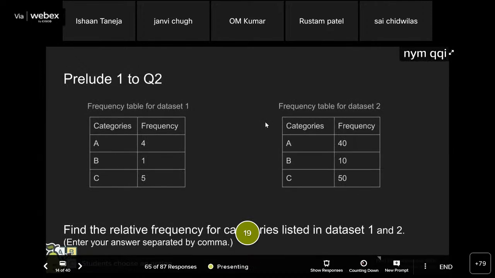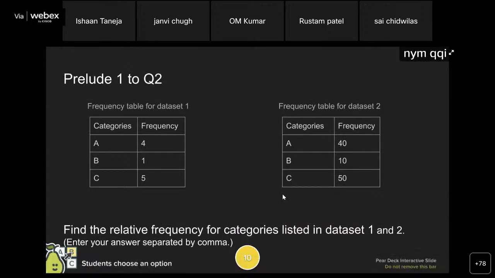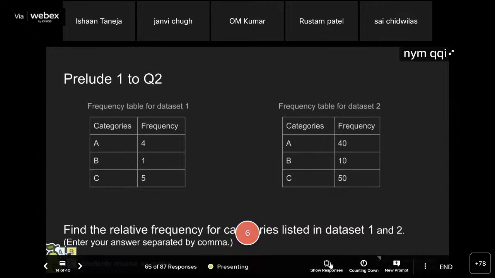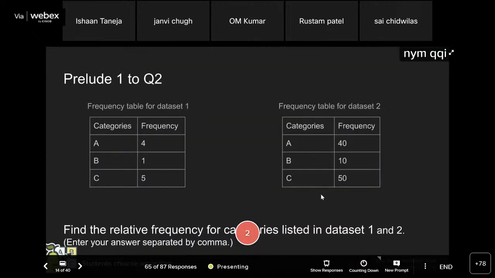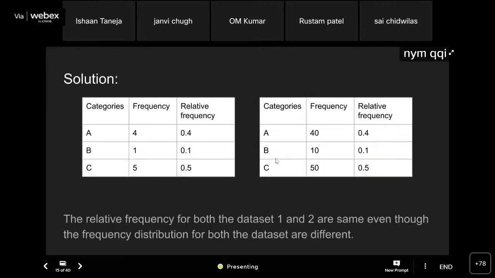Okay, so two of you have selected that they are not able to compute. So may I know if they are here, they can ask where they are having trouble computing the relative frequencies? Okay, I assume that they are not present here in that case. Okay, so now you have computed the frequencies.